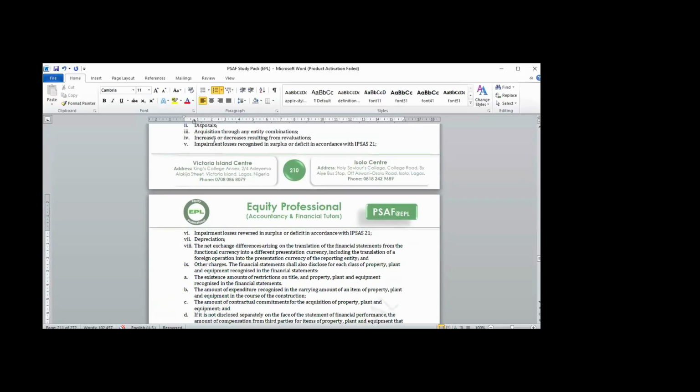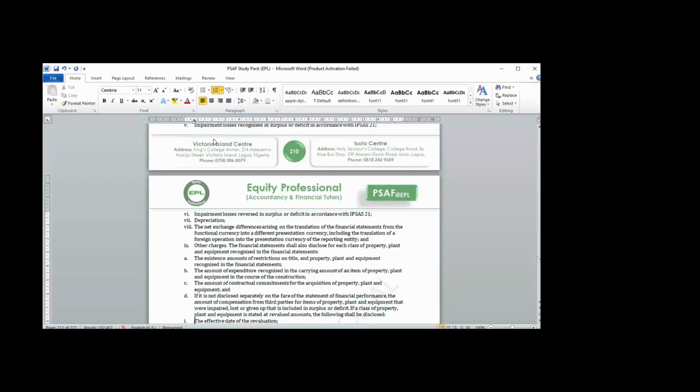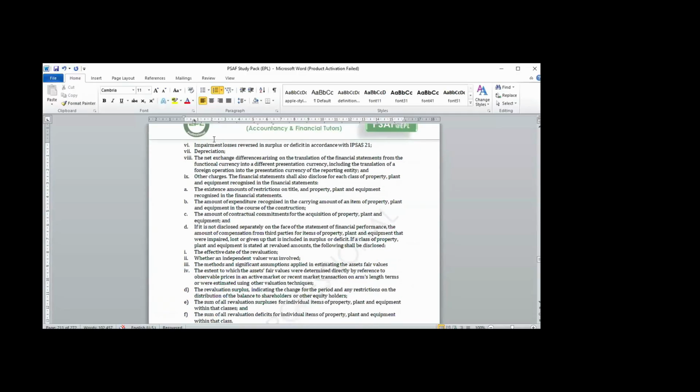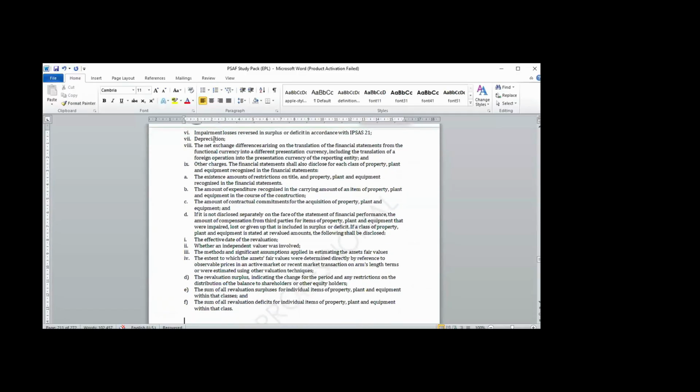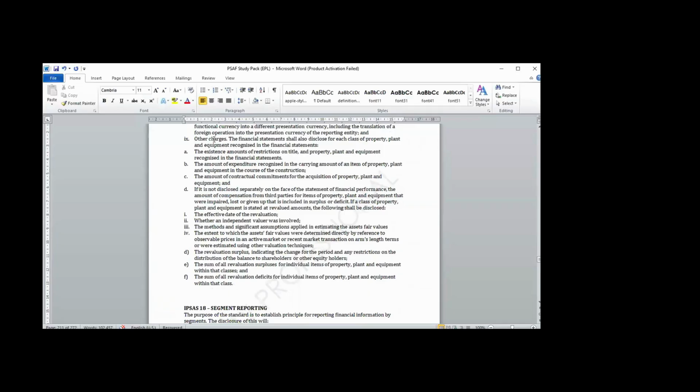Other related charges relating to the property, plant, and equipment also need to be disclosed. All these are the information to be disclosed in the financial statement. Aside from that, we also have what we call the asset register. Asset register is the statement that gives the details and description of the assets. It has the following content. We have the description of the asset. We have the cost of the asset.